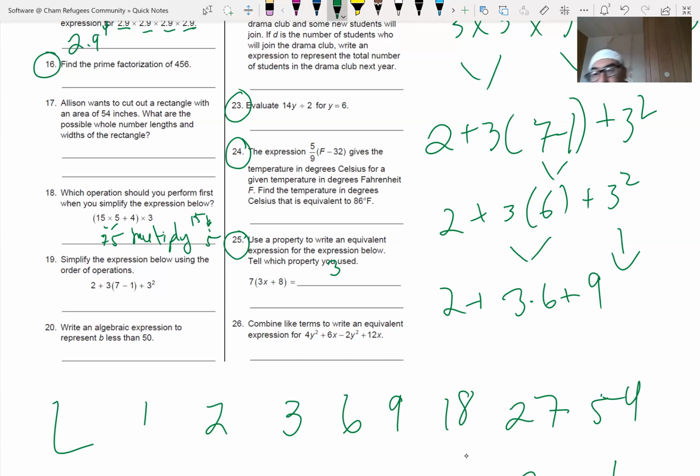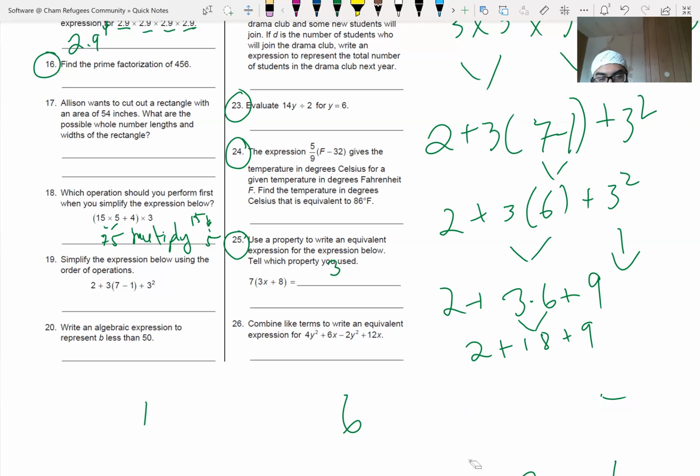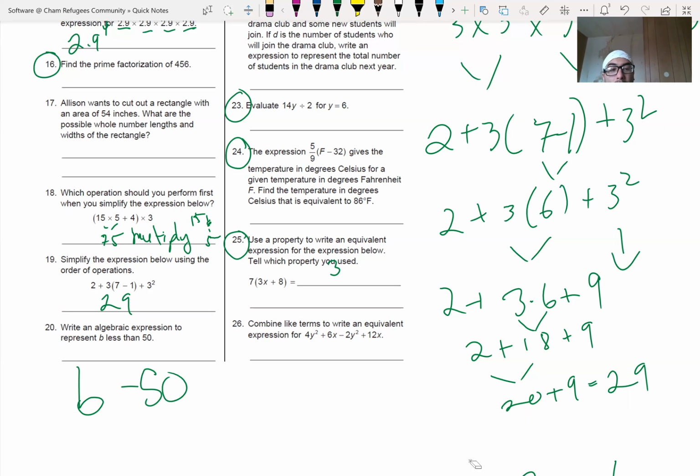And now I have plus, multiply, and plus. So I have to do multiplication first. I'm going to do 18. Write everything before it and everything after it, right? So now this is what I have. Now it's all addition, so I just go ahead and add it up. This becomes 20 plus 9, which equals 29. Okay, so now 20, I was going to assign it for you guys, but then I noticed that some people might get confused, right? So it says write a number, algebraic expression to represent b less than 50. So some people will just go ahead and say, oh, it's b minus 50. That's not correct, and I'll explain why. So let me rewrite this.